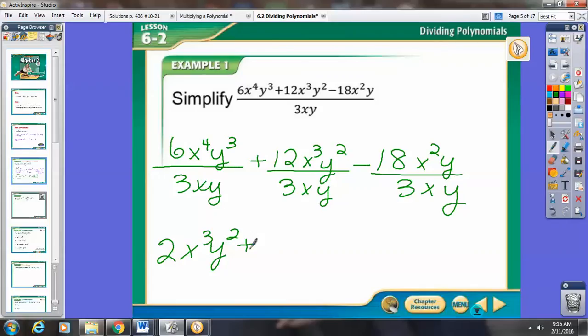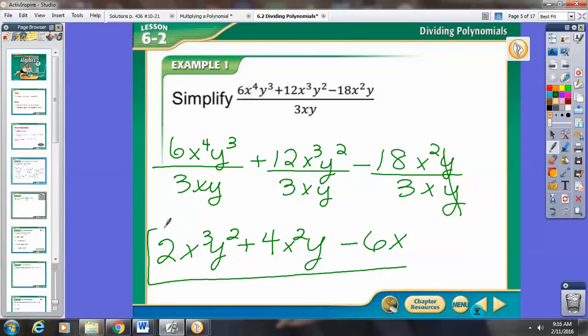Plus 12 divided by 3 is 4. X cubed divided by x is x to the second. Y squared divided by y is y. And negative 18 divided by 3 in the last term is negative 6. X squared divided by x, and y divided by y. We don't have any like terms here, so this is as far as we'll go.